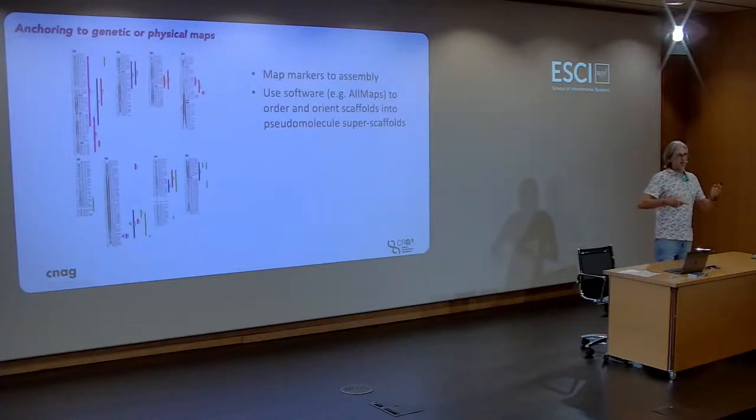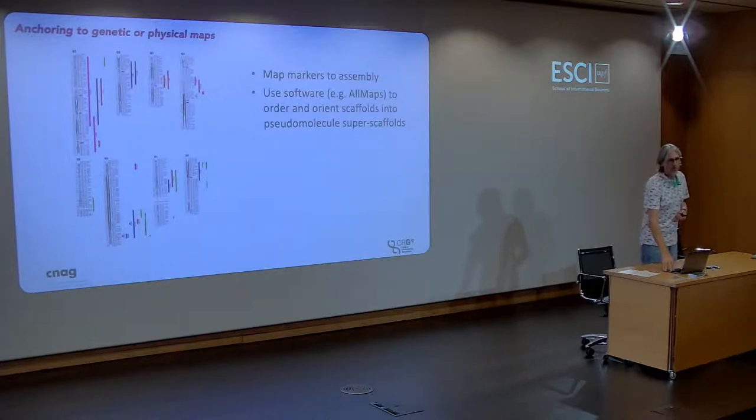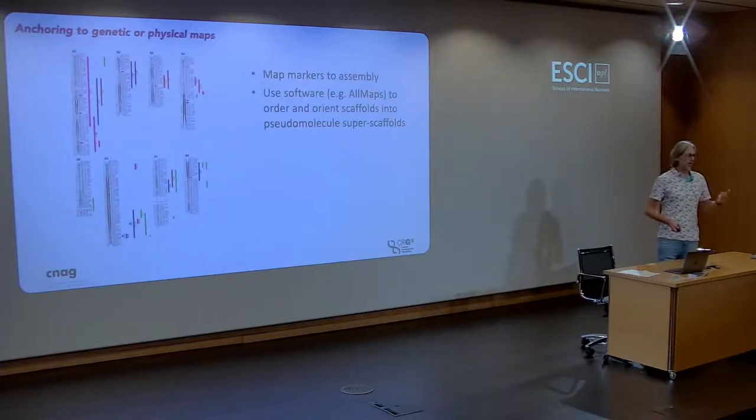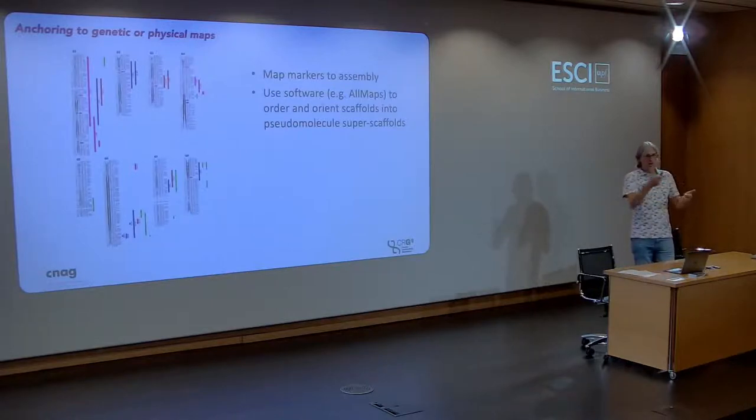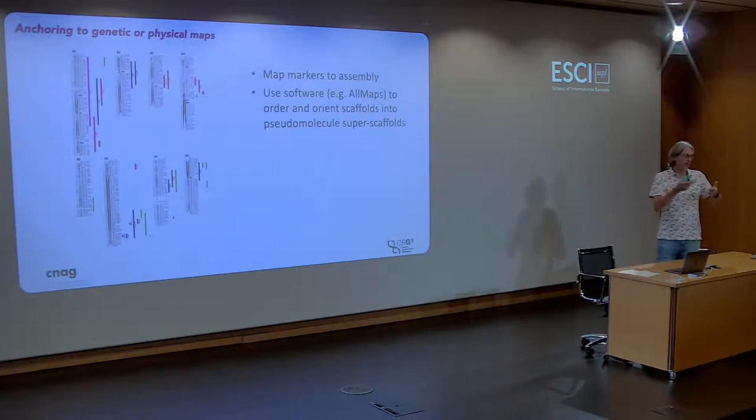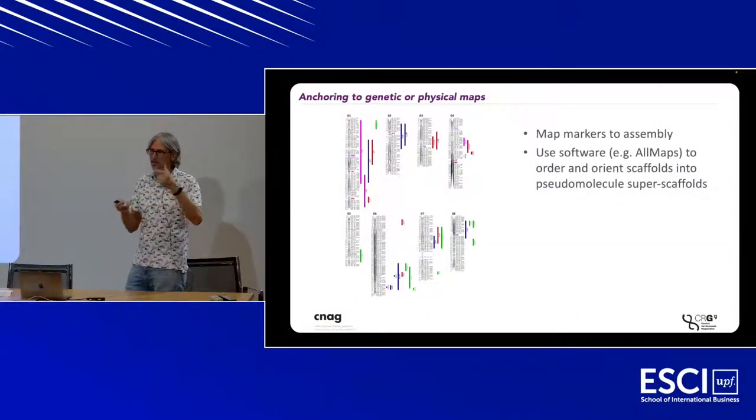It's been polished, corrected, artificial duplications removed, and then you can use other information to put it into chromosomes. So in the past, and still in agriculture and aquaculture and things, we have genetic maps where people have crossed parents and looked at the children and looked at the markers and how they segregate, and they take advantage of recombination to determine the order of markers in things called linkage groups.